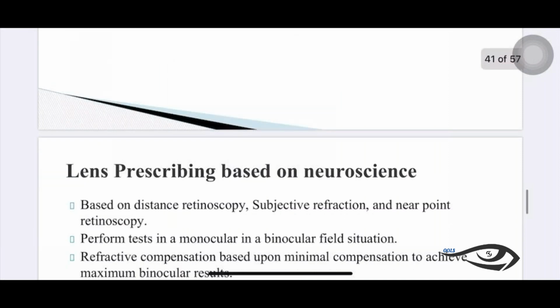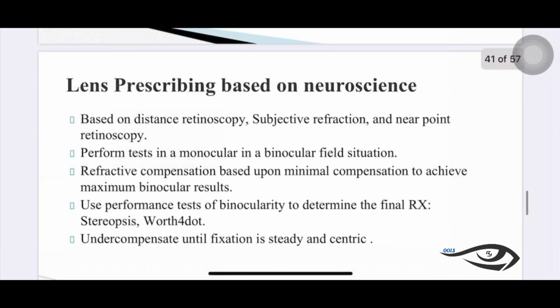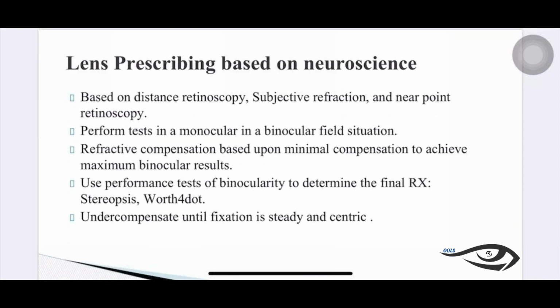How do you prescribe lenses on the basis of neuroscience? Whenever you prescribe lenses in the case of amblyopia, you have to keep all these things in your mind. It can be based on distance retinoscopy, subjective refraction, and near point retinoscopy. We have to check whether that person has any lead of accommodation or lag of accommodation. What is his distance retinoscopy? What is his subjective refraction? Most of the time, you have to think about all the visual skills, not only visual acuity.